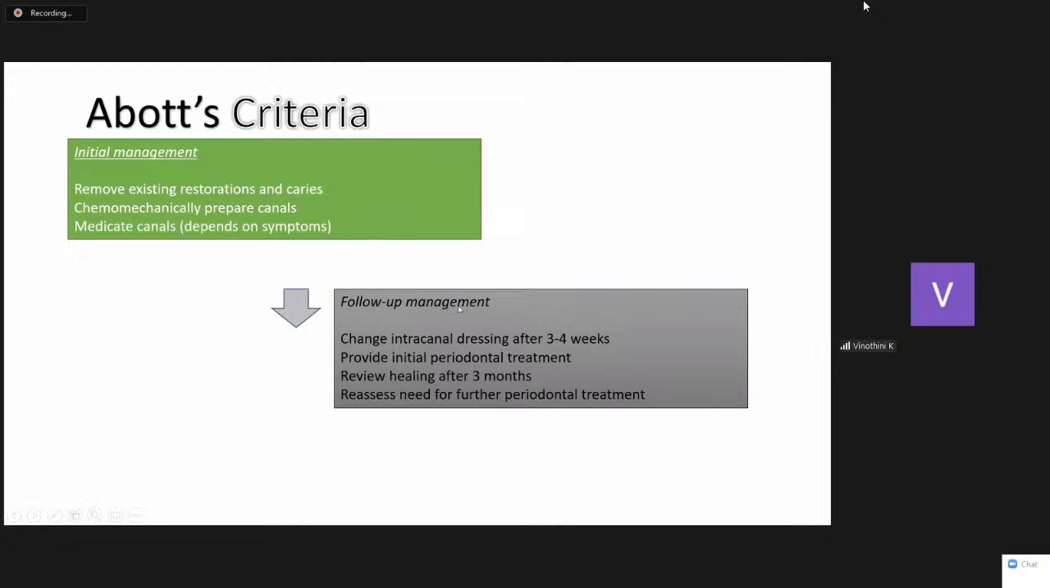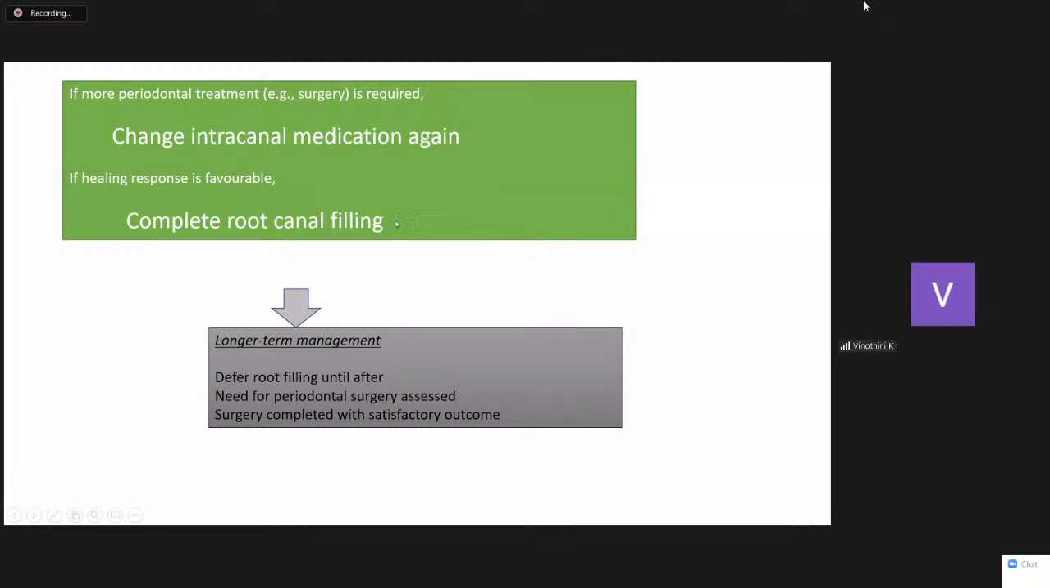We're going to change the intracanal dressing after 3 to 4 weeks, and review the periodontal healing after 3 months without doing obturation. Then we are going to reassess the need for further periodontal treatment. If more periodontal treatment is needed, for example surgery, we are going to change the intracanal medicament again. If the healing response is favorable, we complete the root canal filling and then do the surgery. We see whether there is any resolution of the periapical changes. Suppose it is because of endo infection, definitely there is going to be resolution of the bone loss. So that is the thing.